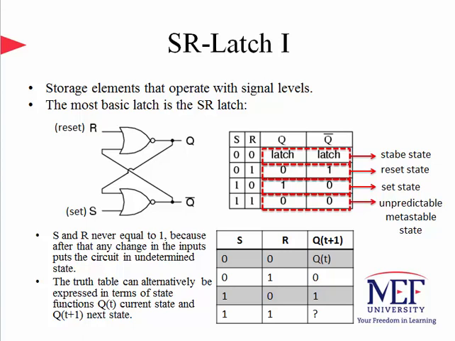And if R is set to 1, on the other hand, instead of S, the latch goes to the reset state. An alternative way of representing the truth table of this circuit operation uses state functions, Q(t) and Q(t+1). Q(t) represents the current state, and Q(t+1) represents the next state. And as you can see from this simple state table, the SR = 00 state holds the state.